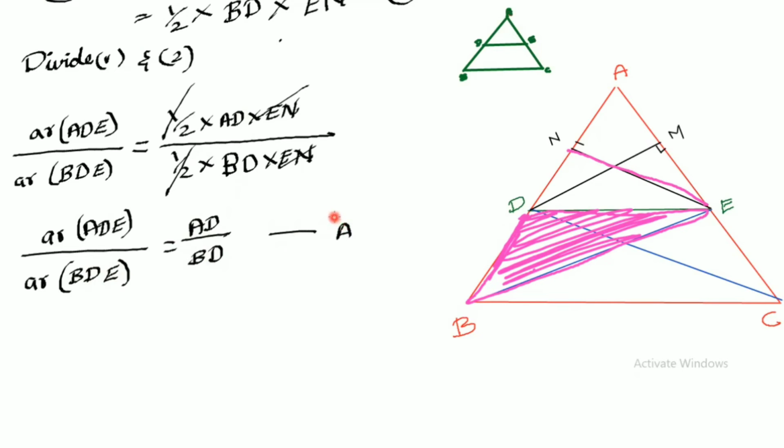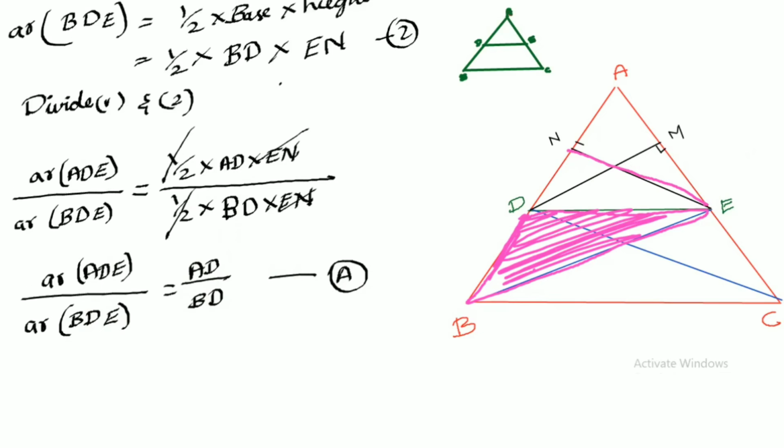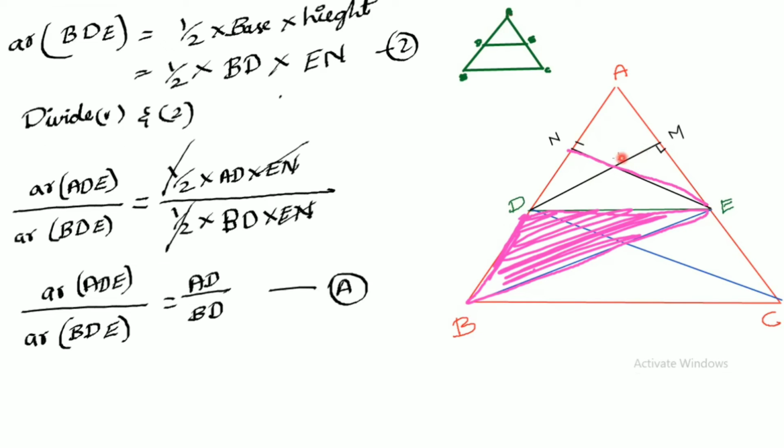I will call it equation A. So if I take 1, 2, 3, that is also fine. But okay, equation A. Now here what we did was we took this triangle AD as base, this triangle BD as base. Now we shall again take these two sides as base, and we'll find the area of this triangle ADE, this yellow triangle.